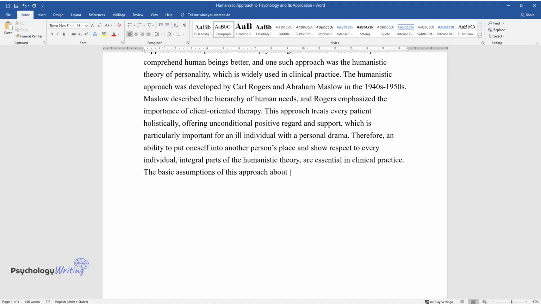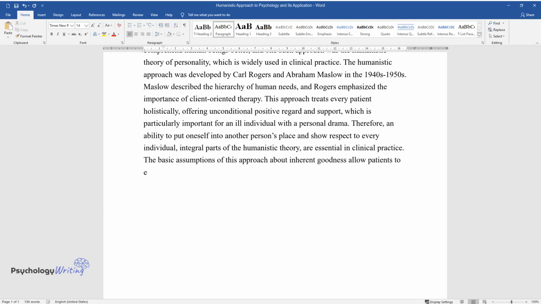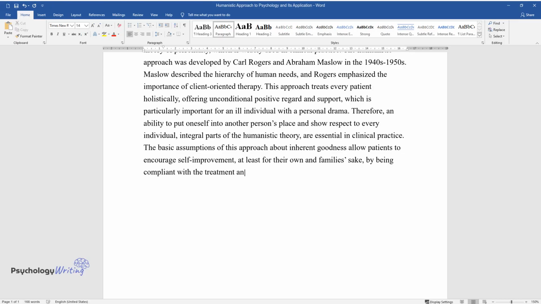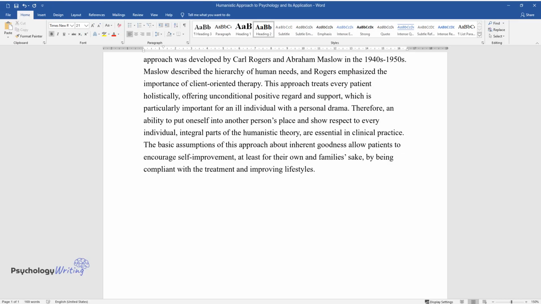The basic assumptions of this approach about inherent goodness allow patients to encourage self-improvement, at least for their own and family's sake, by being compliant with the treatment and improving lifestyles.